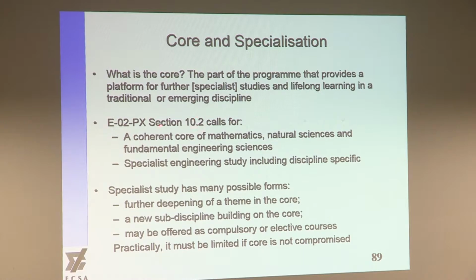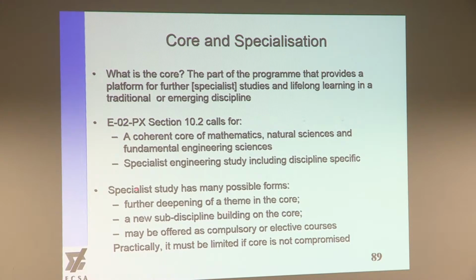For your case, you'll have E-02-PN, section 10.2, which calls for a coherent set of mathematics, natural sciences, and fundamental engineering science. Specialist engineering study uses discipline specific content. Specialist study has many possible forms, depending on the theme in the core. A new subdiscipline building on the core may be offered as compulsory or elective courses. Practically, it must be limited so that the core is not compromised. I think this is straightforward.